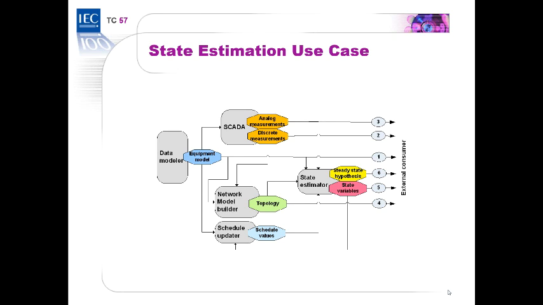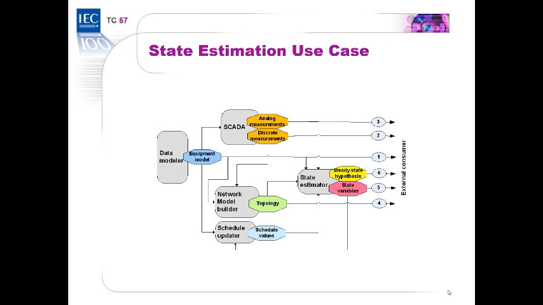So going back to the topic that I'm supposed to talk about, the state estimation use case. What you can see here is a couple of gray boxes that represent the functions we have in EMS. So we have to the far left a data modeler that produces the equipment model. We have a network model builder that generates the topology. We have a scheduler that creates schedules or records schedules. And then we have the state estimator taking inputs from all these.